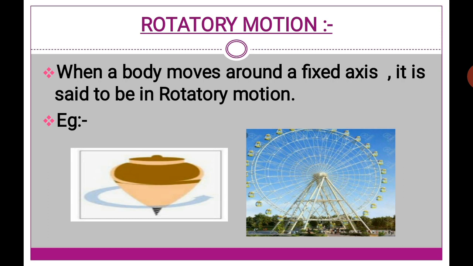Similarly, this giant wheel is also having its axis in the middle. So it is said to exhibit rotatory motion. Similarly, your ceiling fan. In a ceiling fan, the axis is in the middle. So all these are the examples of rotatory motion.